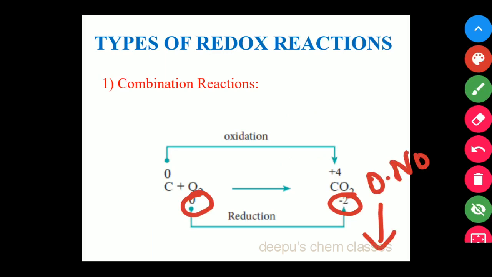The oxidation number decreases. Then what is the process? It is reduction. So it is the simplest type of combination reaction. It involves both oxidation and reduction. That is, it's a kind of redox reaction. Do you understand?